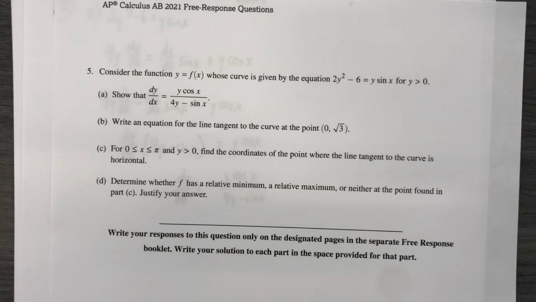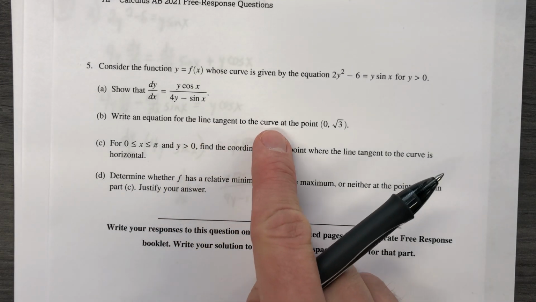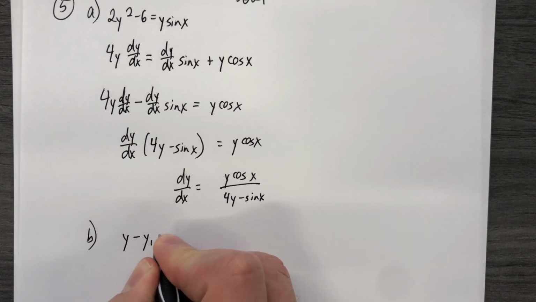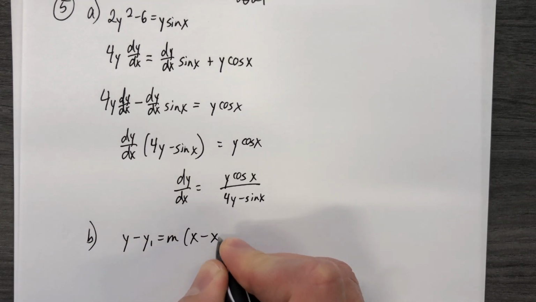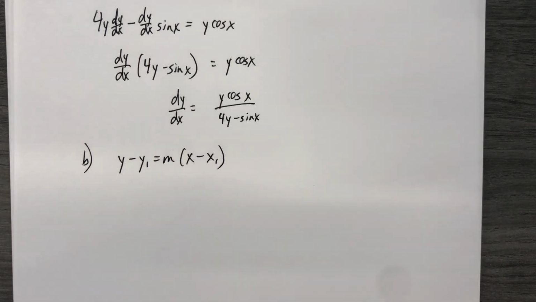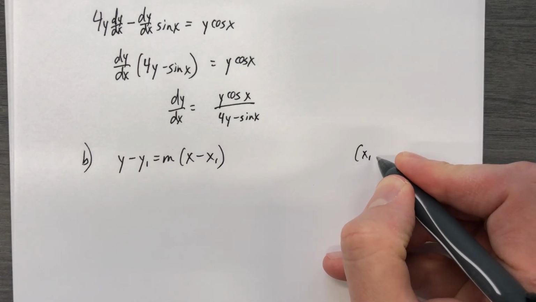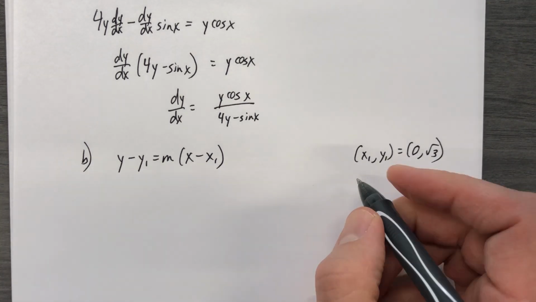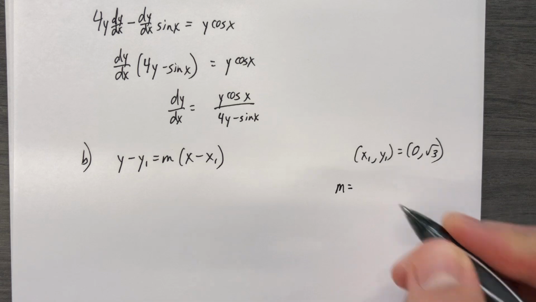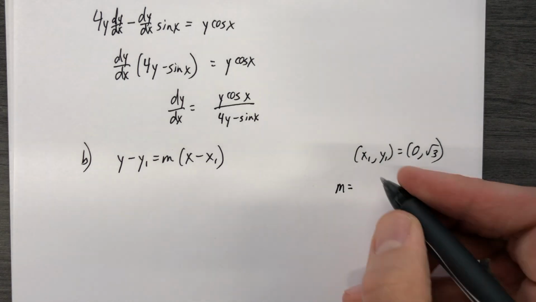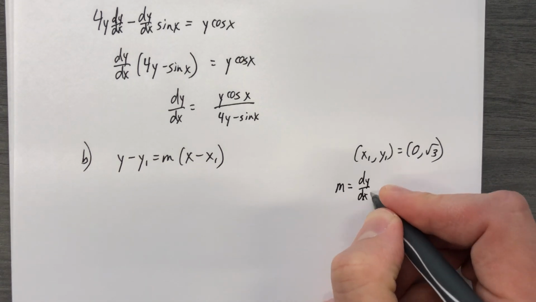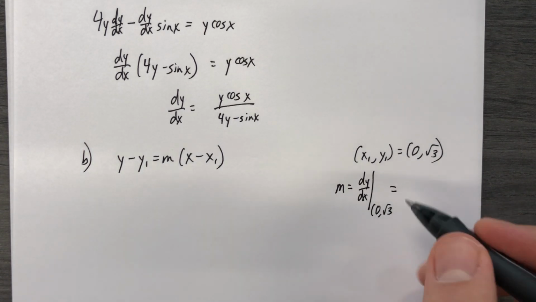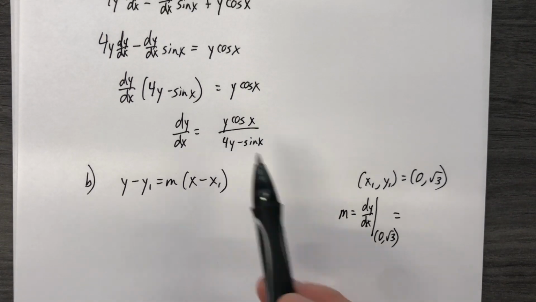Okay, part B, write an equation for the line tangent to the curve. Stop. Write an equation for a tangent line, which means we're going to have y minus y1 equals m, x minus x1. Start identifying the parts. And the parts would be that x1 comma y1, you don't have to write all this, is 0 comma square root of 3. And we don't know the slope, but that slope is going to be the slope at that point, which would be dy dx at 0 comma square root of 3, which means that we're going to plug in 0 comma square root of 3 for all our x's and y's right here.